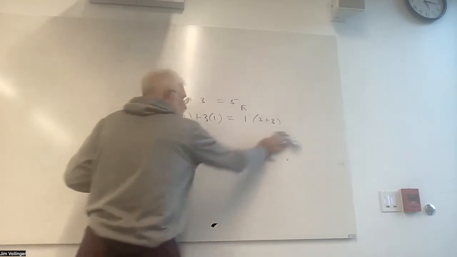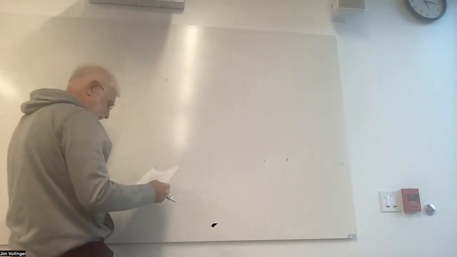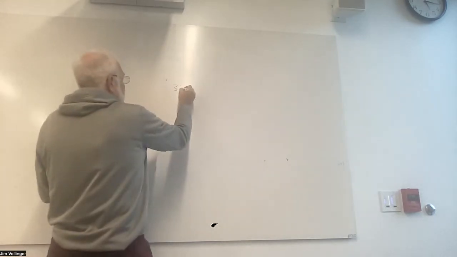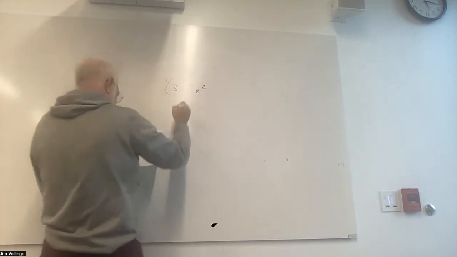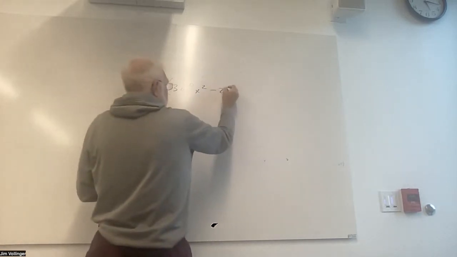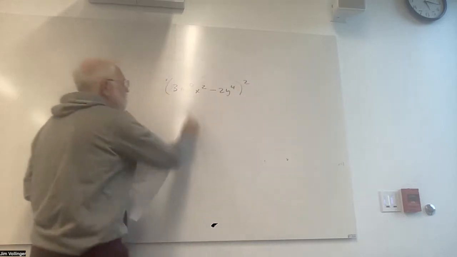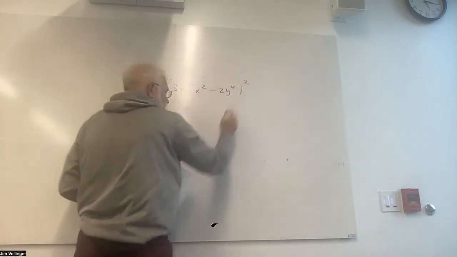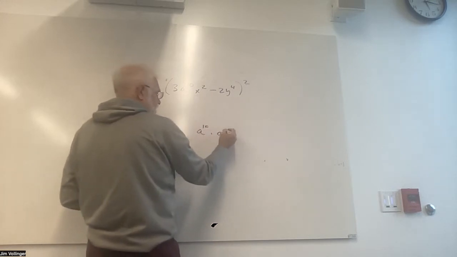All right, so now let's look at the one that gave the group lots of pause on the last test. We have (3a^10 x^2 minus 2y^4) squared. And I'm squaring it. All right, let's talk about a to the 10th squared. A to the 10th times a to the 10th.